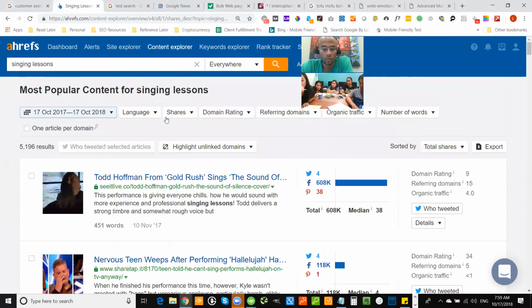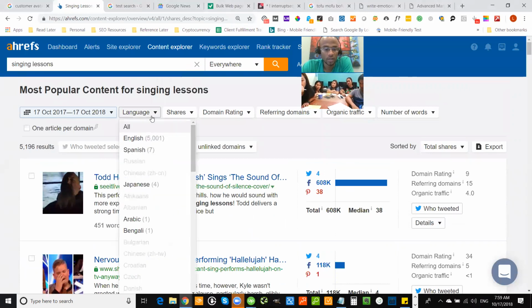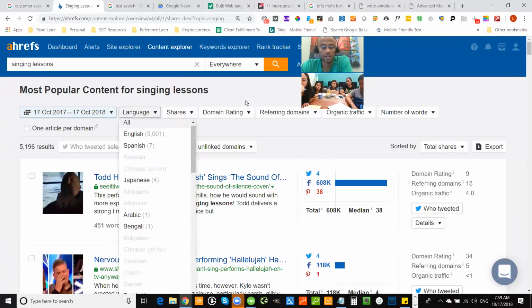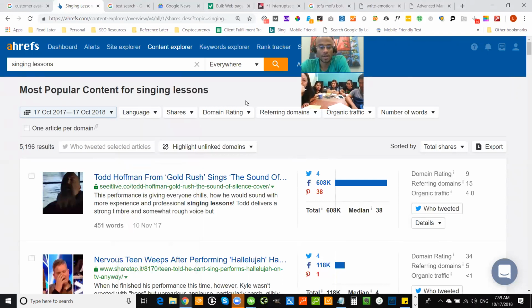And then of course, if you wanted to target a different language, you can just go here and, if there's an article in that language, you can find it here. So these are all just different filters you can look at. Let's say you didn't have Ahrefs and you only had Google.